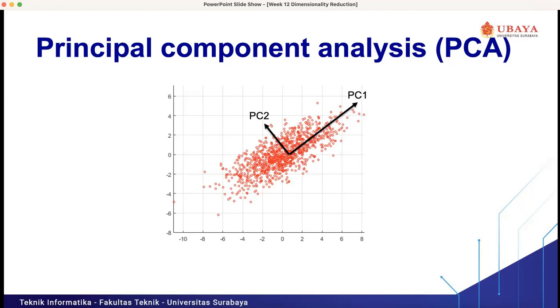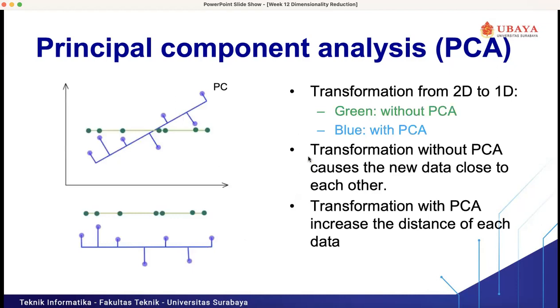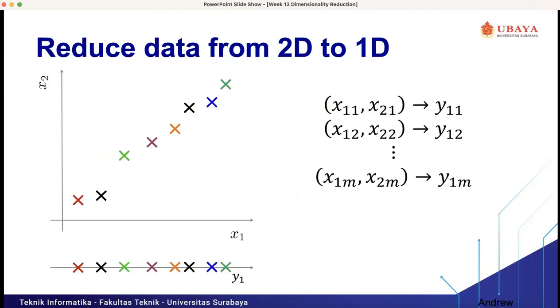Okay, we will try to find the principal component by using principal component analysis, because we have some steps here. I will explain them after this. I can skip this slide because it is just an illustration, but I think this one is more representative of the illustration in PCA.